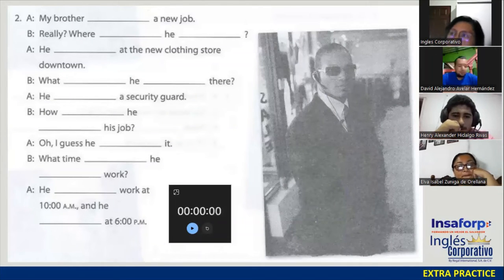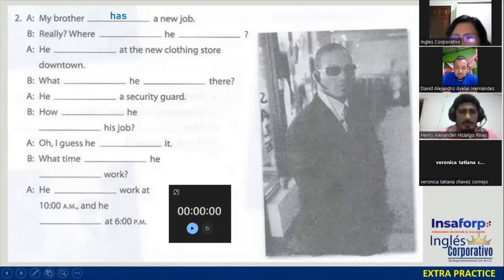Good. Okay. So let's go ahead and check the answers. In number one, it says my brother what? Has. Muy bien, chicos. My brother has a new job. We said that have is an irregular verb. Es un verbo irregular. That's why we need to be very careful to pay attention if we're using the third person singular or other types of subject pronoun, okay? And then it says, really? Where does he work?